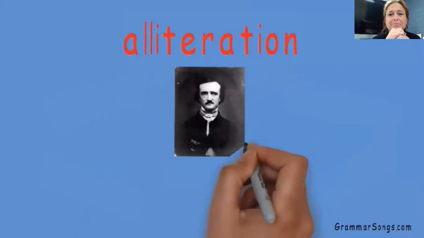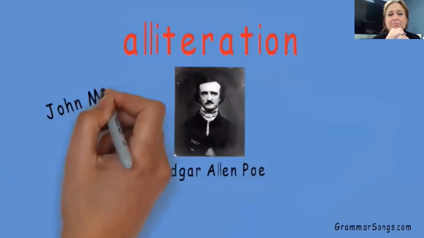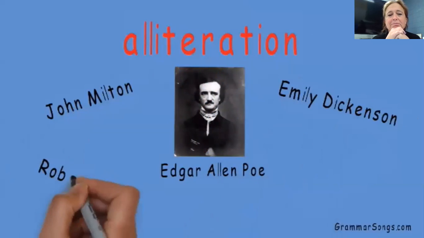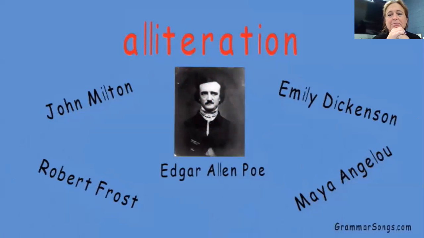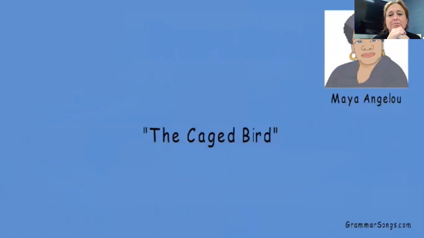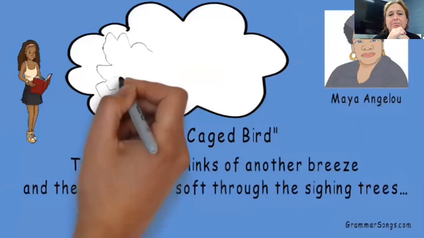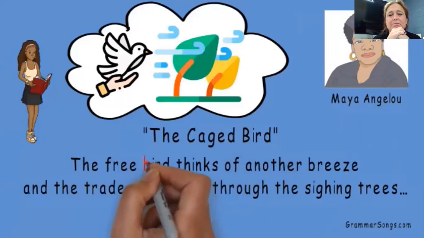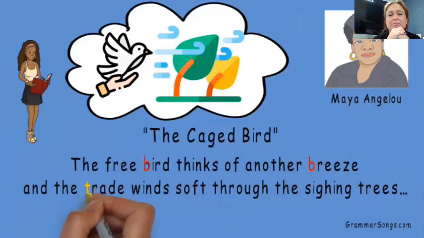But there are other reasons to use alliteration than fun. Many famous poets like Edgar Allan Poe, John Milton, Emily Dickinson, Robert Frost, and Maya Angelou used alliteration regularly as a tool to enhance the beauty of their writing and to emphasize particular phrases or feelings. Maya Angelou used alliteration in her famous poem The Caged Bird to create imagery, a visual picture for her readers. The free bird thinks of another breeze, and the trade winds soft through the sighing trees. Her repetition of consonant sounds is used to emphasize phrasing within her poem.